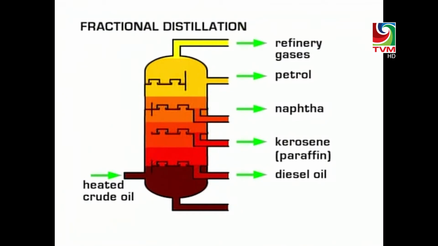And finally, at the top, where it's coolest, the refinery gases come off, including the alkanes like methane and propane, to be used as fuel. The residue left at the bottom goes to make lubricating oil, grease and bitumen for road surfaces, roofing and waterproofing.